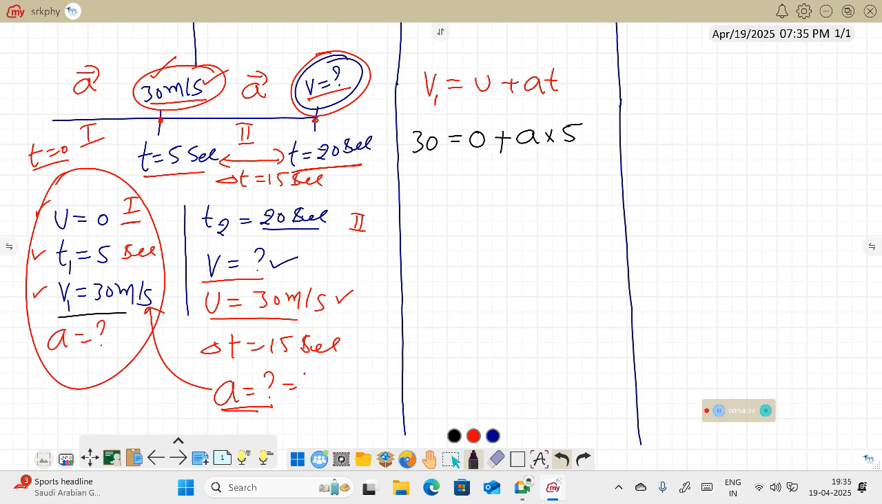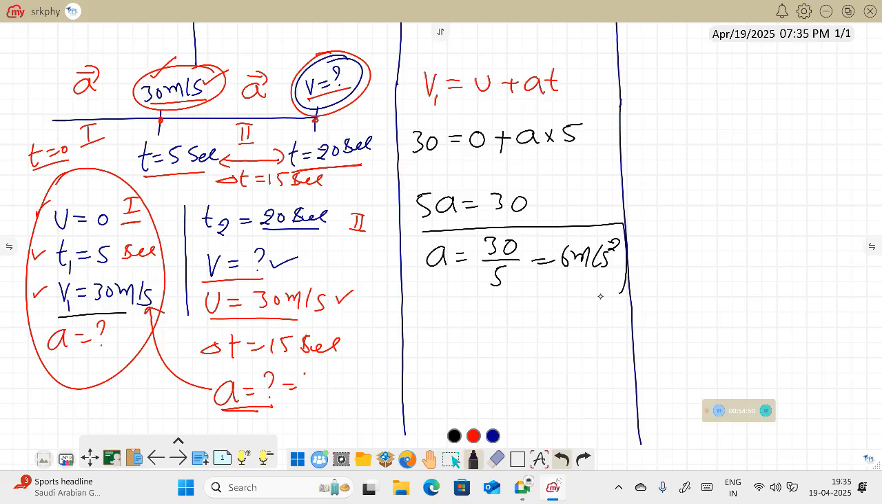So from this what can I write? 5a is equal to 30. So a is equal to how much? 30 by 5, that is equal to 6 meter per second square. So you got the acceleration. Now use this acceleration in the second part.